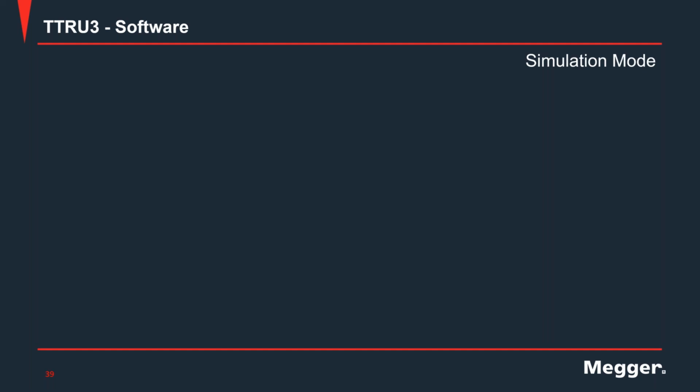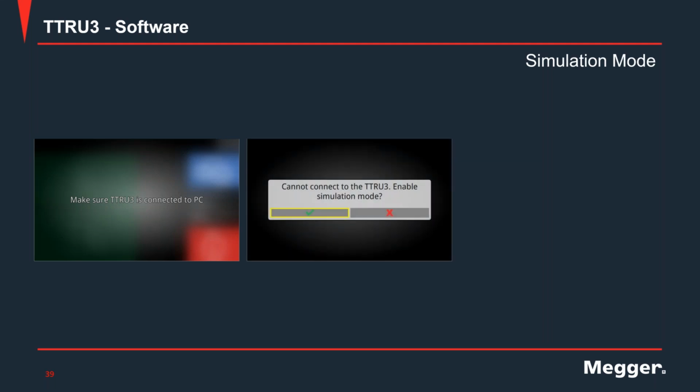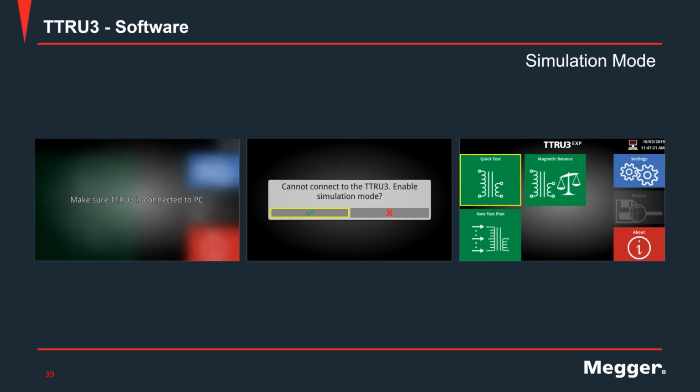great for training. When you have the software installed on your computer, you just launch it. It's the exact same software that controls the unit. When you do so, just make sure you don't have your TTR connected to the computer. After about 10 seconds, the search for an instrument will time out and the software will suggest enabling simulation mode. So you accept that suggestion and you get to the main screen, right? Which shows the quick test, a new test plan or magnetic balance, as well as the settings and the about, which will tell you the version of the software.